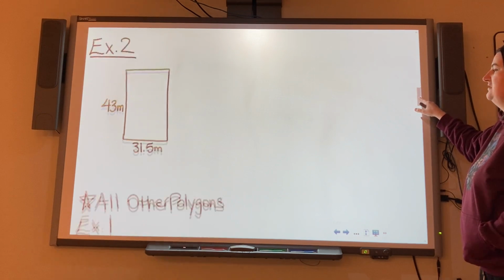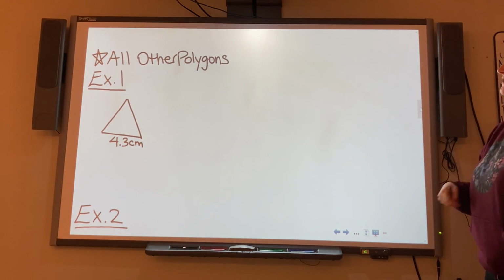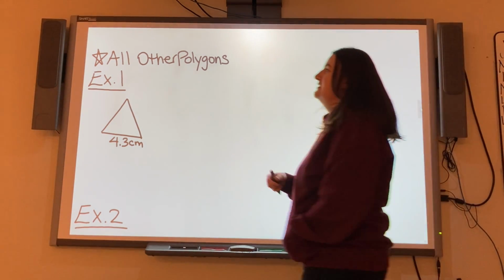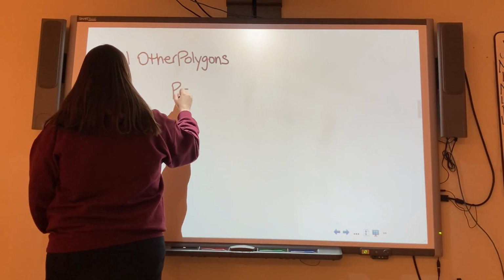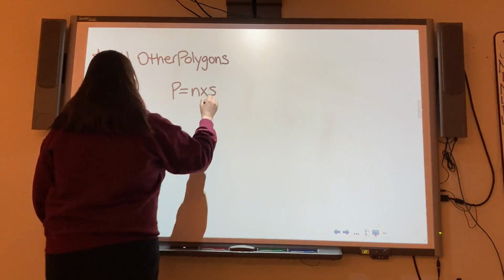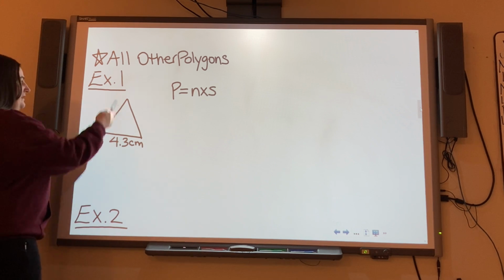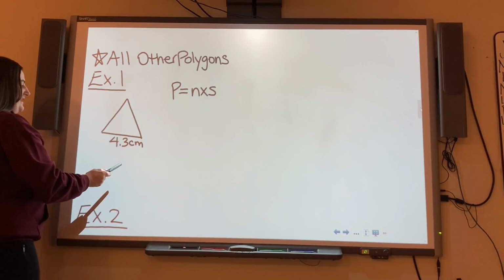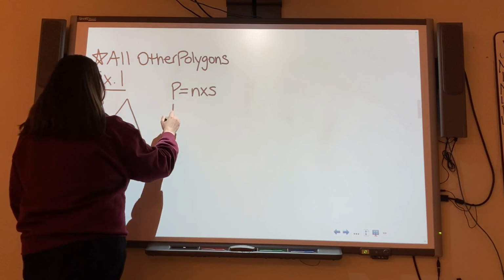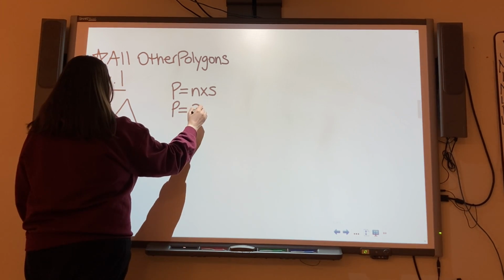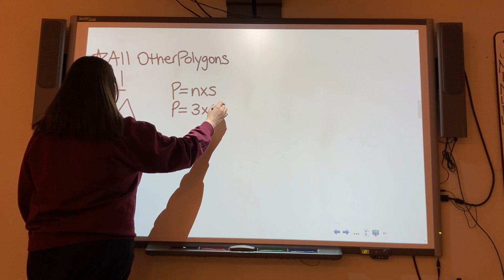All right, turn the page. Let's talk about all the other polygons. For all the other polygons, we use P equals N times S. And that's because it's not a rectangle. It's a polygon where all the sides really are the same. So the N is the number of sides. The S is how much each side measures. In this case, I've got 3 sides, and each side measures 4.3. So P equals 3 sides times 4.3.